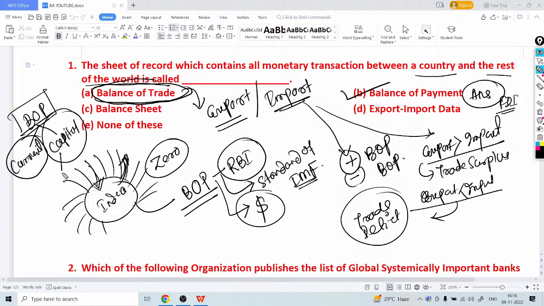All the long-term monetary transactions are done in the capital account. All the short-term monetary transactions, basically for 1 year, are maintained in the current account. Clear?